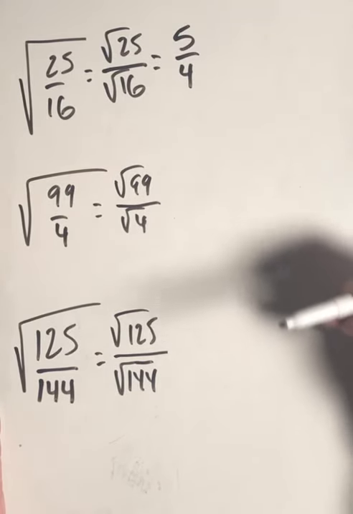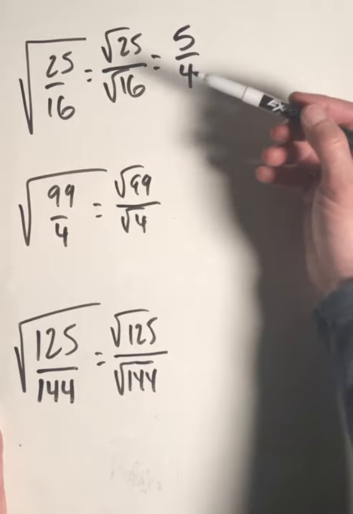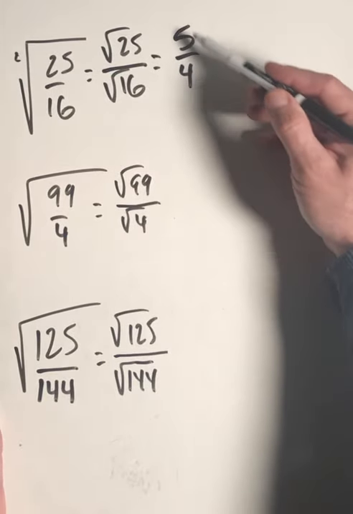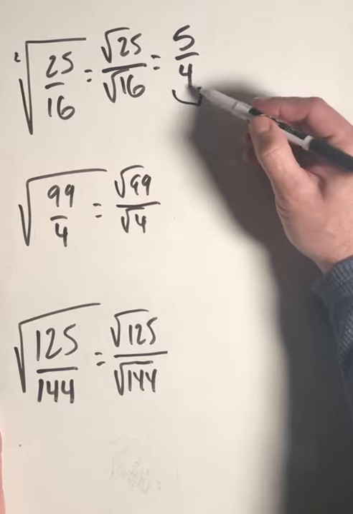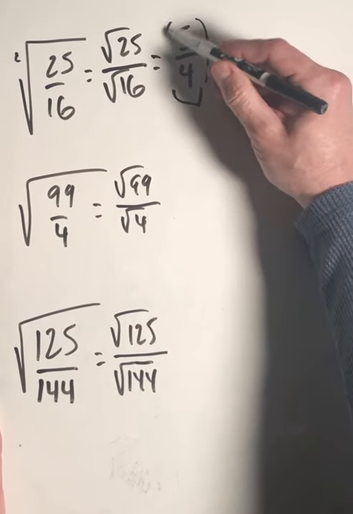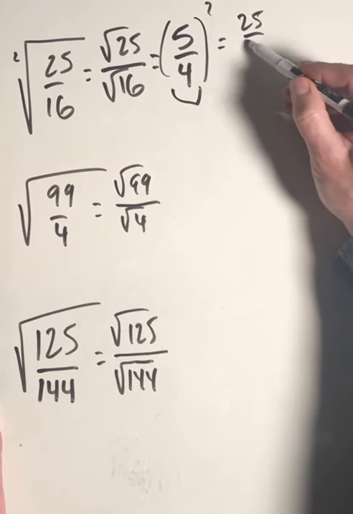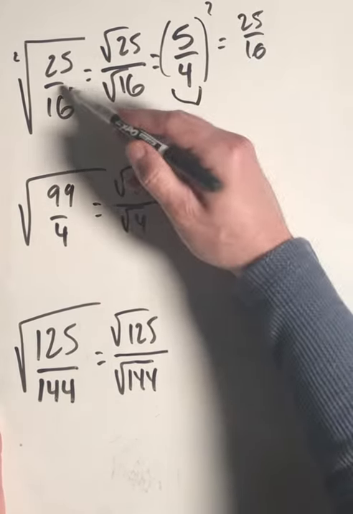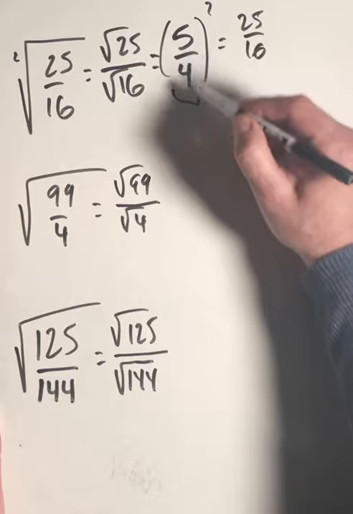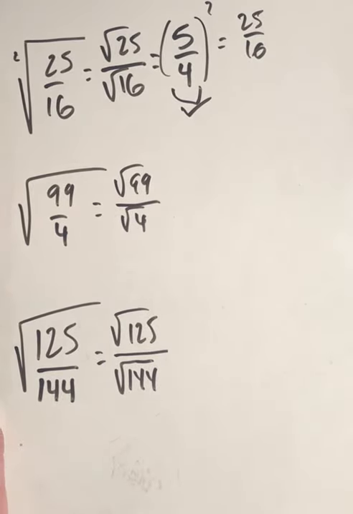Okay? To check that, whenever we simplify a radical, we could always raise our answer to the power of the index. So 5 squared would be 25, 4 squared would be 16. This should be the number that was under the radicand, and it is, so we know that 5/4 is correct.